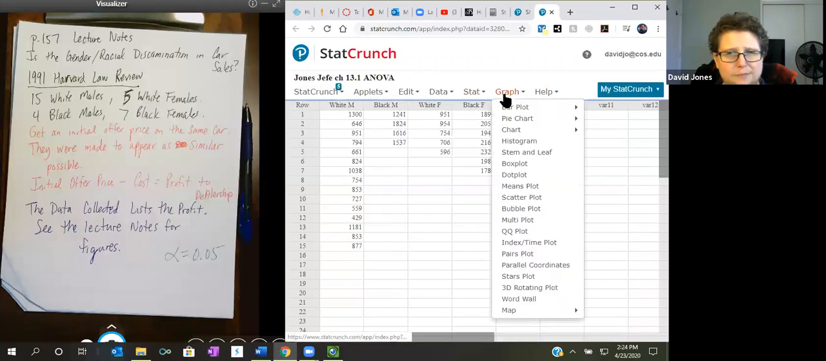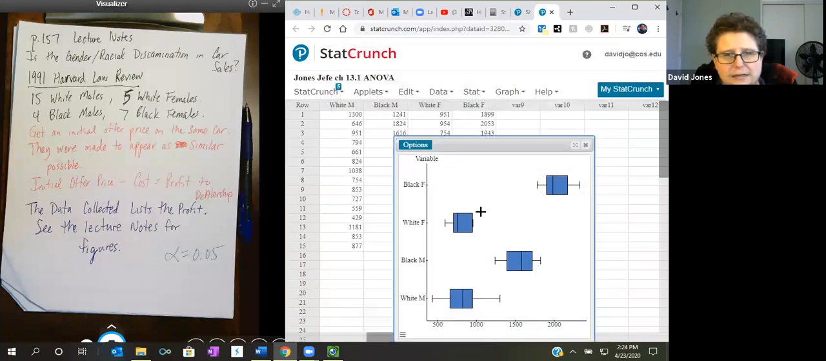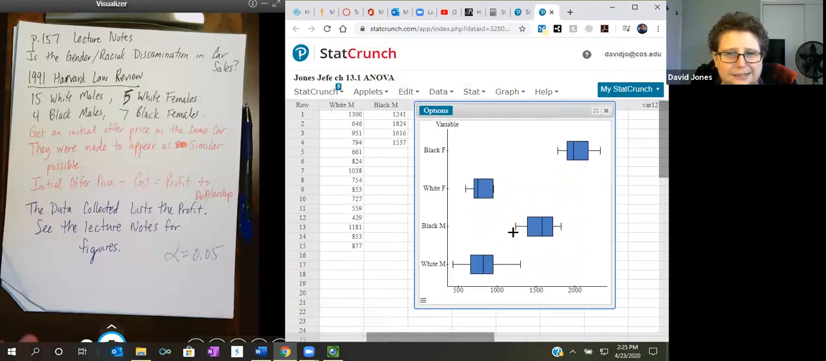Let's check the box plots for outliers. And I don't see any outliers, but notice how this box plot looks. Look at how the white female and white male are way over here to the left, and the black male and black female are way over here to the right. In fact, the black females look like they're getting screwed the most, at least back in 1991. I'd be curious to see what it is today.